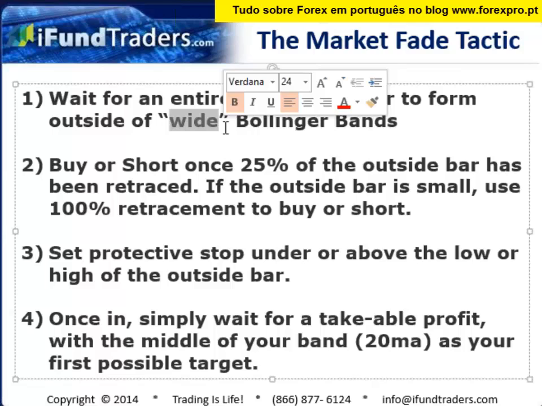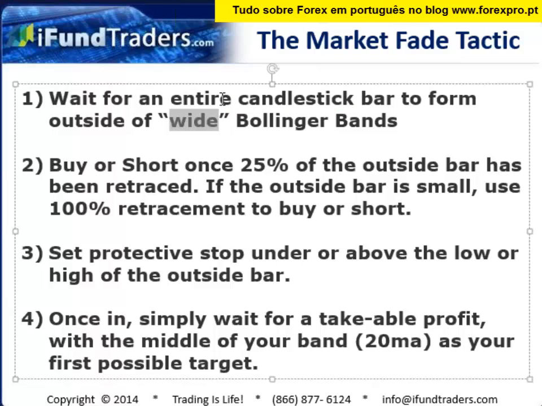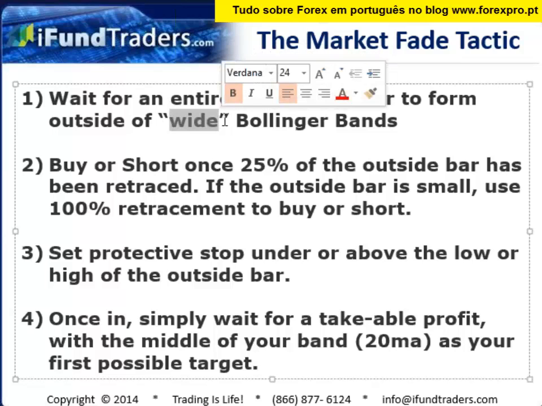What we're not interested in is a candlestick bar that is outside of the upper band or outside of the lower band, but the bands are narrow at the time it gets outside of it. That is not what we want. We want the bands to be wide at the time that the bar appears or forms outside of the upper or lower band. So that's important. The entire bar or almost the entire bar outside of wide Bollinger Bands. That's criteria 1.